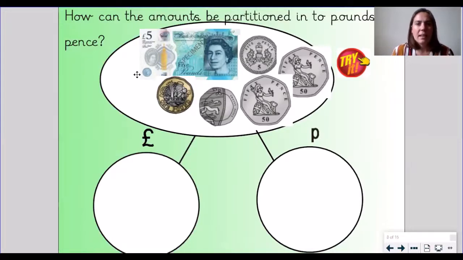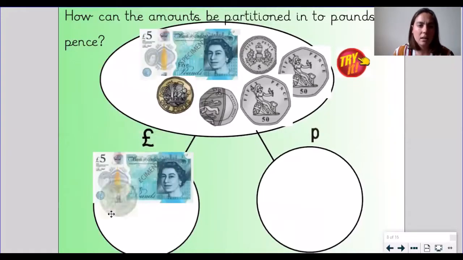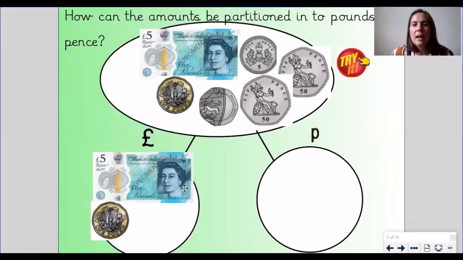Okay, so again, here we've got an amount of money and we want to partition into pounds and pence. Notice again, it's a little bit different. So we've got a pound note. So we've got our £5 note and a £1 coin. So I know these two are going to go over here because they are pounds already. And then am I going to just take all of these and put them over here?